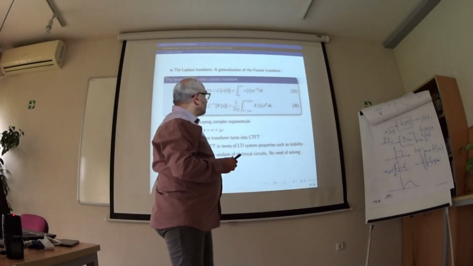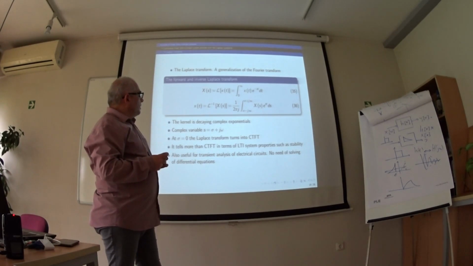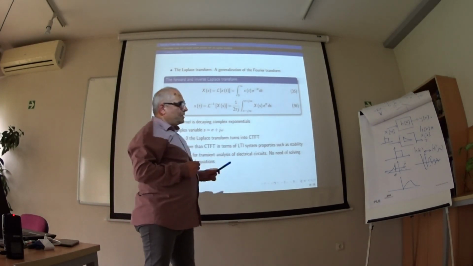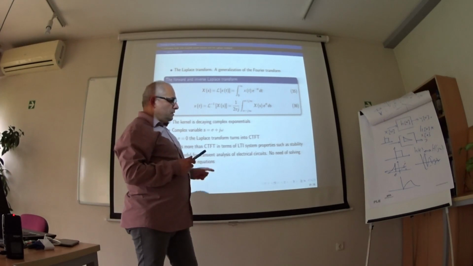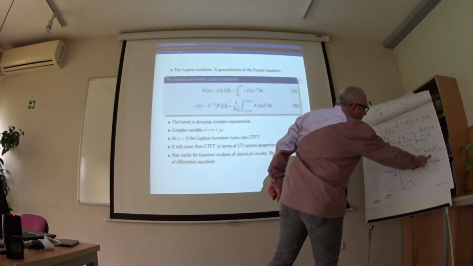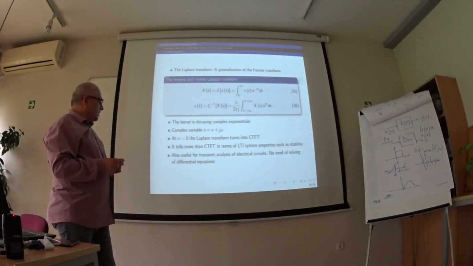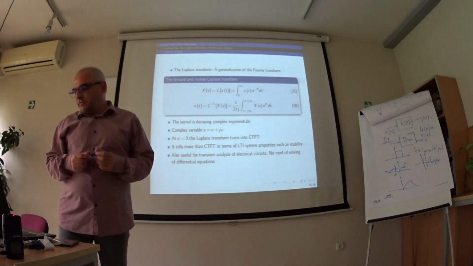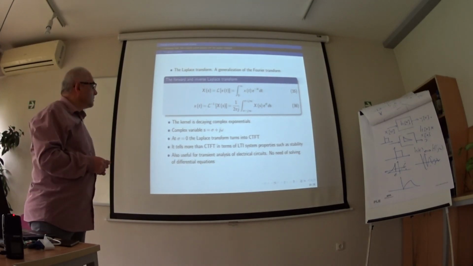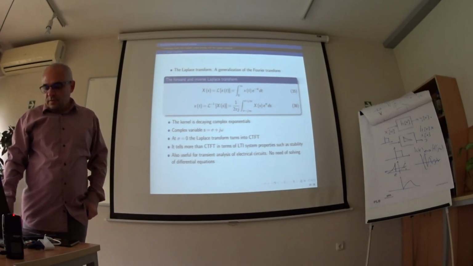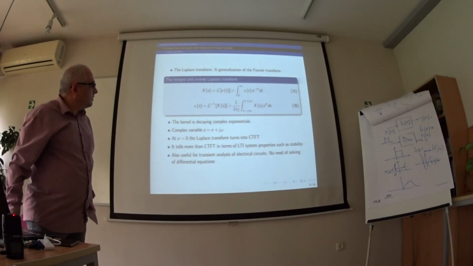So our kernel here is complex exponentials that decay. Why do we use the Laplace transform? Because it is more informative than the Fourier transform. It can tell us if the system is stable or not.